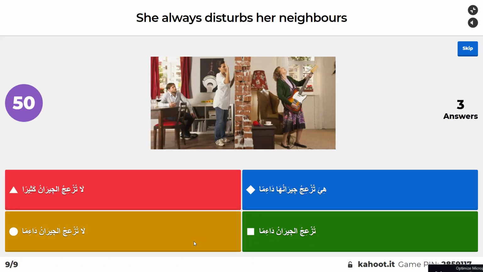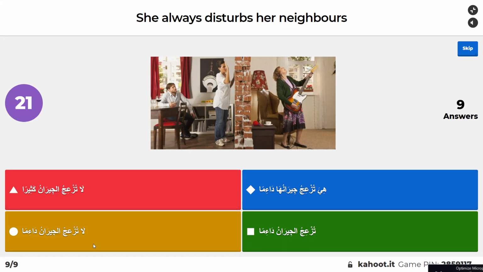Can you just repeat the blue and green again? Yes. Blue is here tuz iju jiranuha daiman. Red. La tuz iju al jiranu kathiran. Green. Tuz iju al jiranu daiman. Orange. La tuz ij al jiranu daiman. She always disturbs her neighbors.